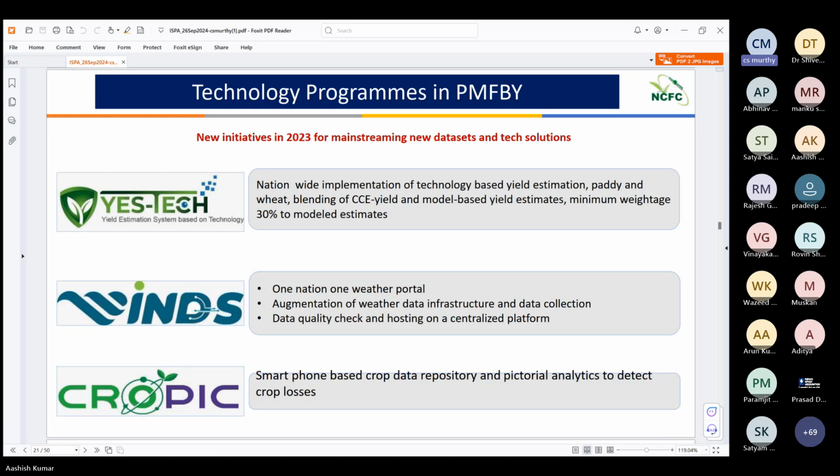CropIC is another important technology intervention: a smartphone-based crop data repository of field photographs. Today data science has progressed so much that feature extraction techniques from field photographs permit us to detect the crop, the stage of the crop, and any structural damage to the crop, or water logging conditions and inundation. We can detect these automatically using machine learning or feature extraction techniques. This is an important intervention through CropIC, and we are going to set up a huge field database repository where we can build a number of models for automated detection of the crop and crop losses at farm level or farmer level.